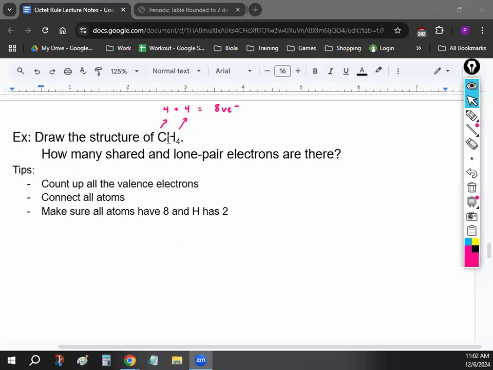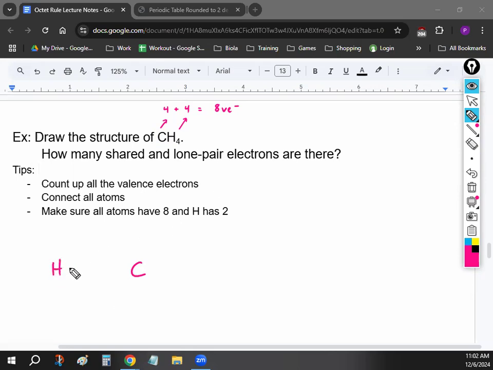Okay, so we got 8 valence electrons, 4 from the carbon, and then 4 from the 4 hydrogens. What we're going to do now is connect them together. Now, if you remember the rules we went over, which element is going to go in the middle? C, great. So you're going to put C somewhere in the middle, and then H is going to go on the outside. Now, I'm going to first show you what doesn't work, okay?